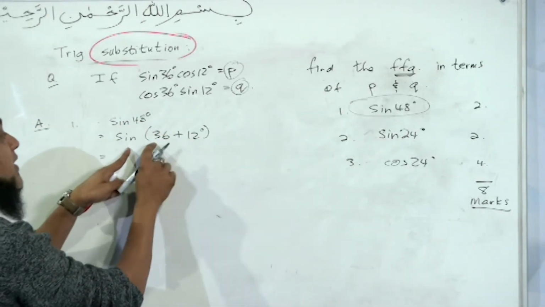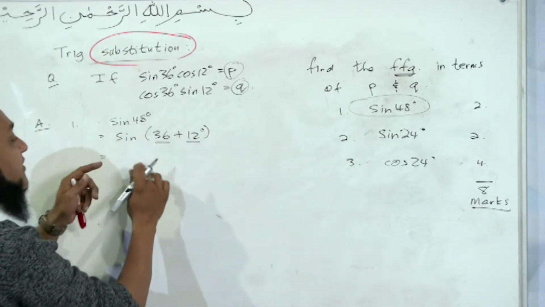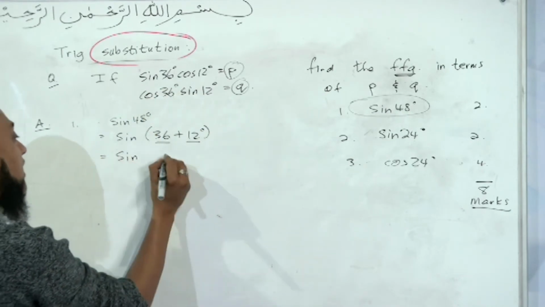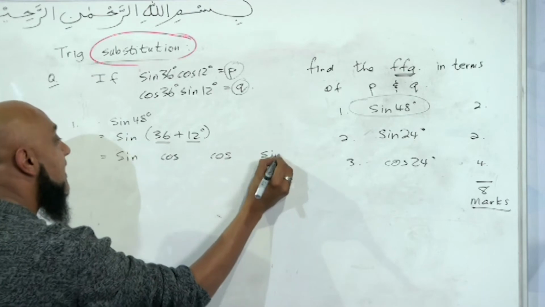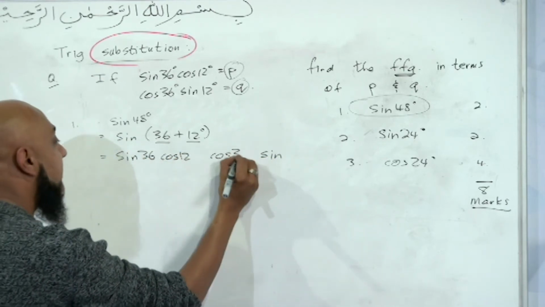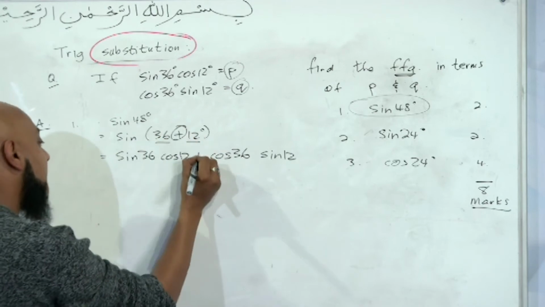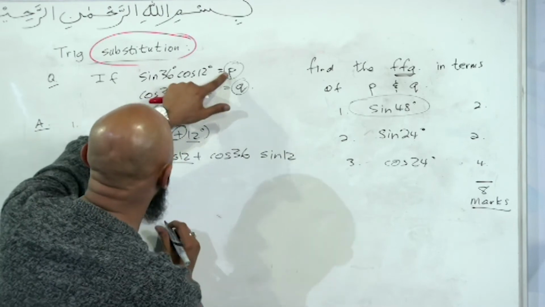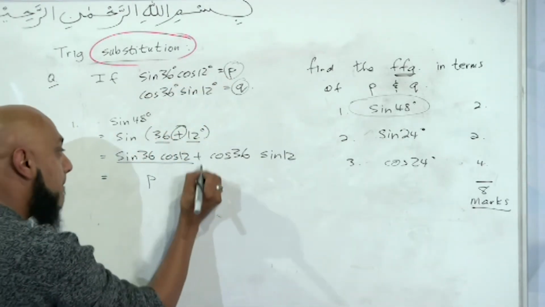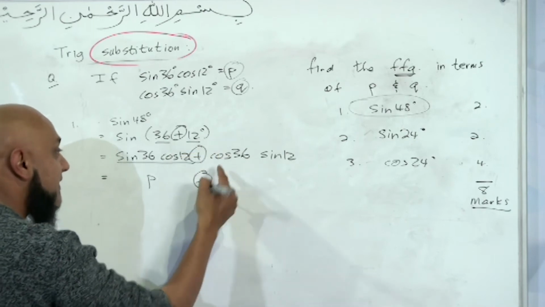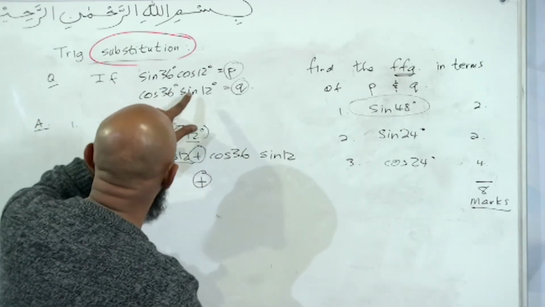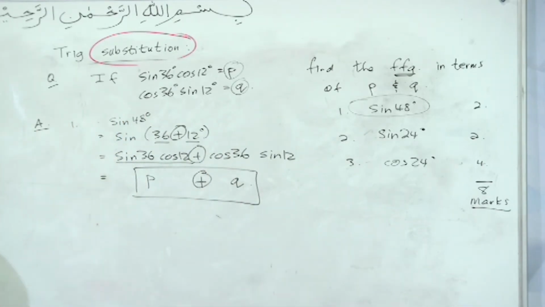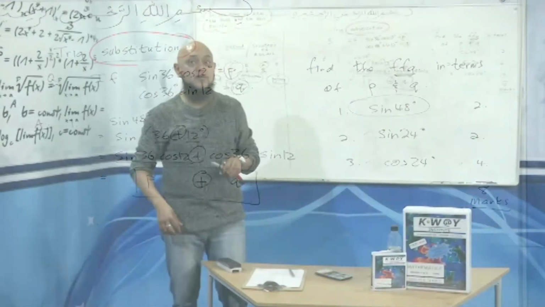Now we know our compound angle. It's broken up, so this is going to be sine cos, cos sine, with 36 and 12, and the sign stays the same. Sine 36 cos 12 is equal to P, plus, cos 36 sine 12, which is Q. That's your final answer: P plus Q. Was that so difficult? No, of course not.